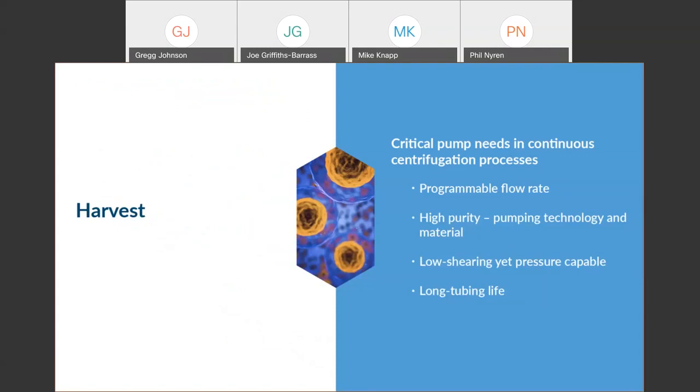Continuous flow centrifuge rotors convert the batch centrifuge into a continuous process, allowing for longer campaigns. These specialized rotors need a pump to inject the cell suspension. For this part of the process, these pumps require a programmable flow rate, high purity, low contaminating tubing, and an accurate pump head. Peristaltic pumps provide the low shear to prevent cell damage, and the high purity tubing materials prevent contamination of the product.